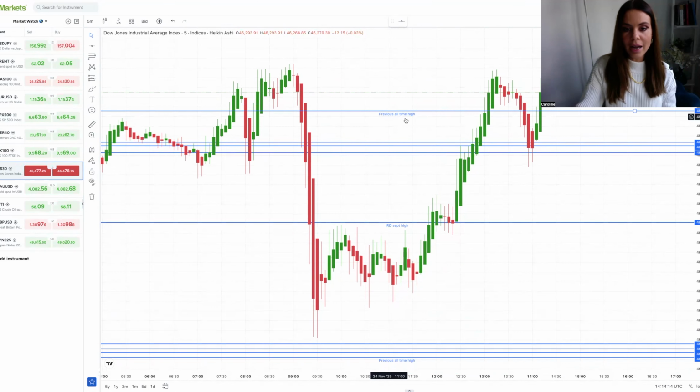A previous all-time high is a really strong level, especially if it was an all-time high for a really long time and then it got taken out. I always keep the previous all-time high levels on my chart because they're great price points. The interest rate decision for September high.